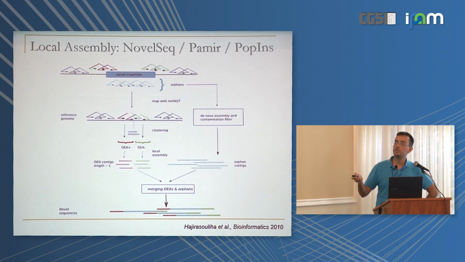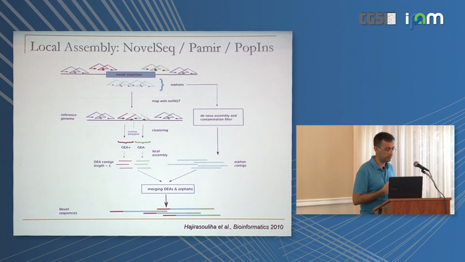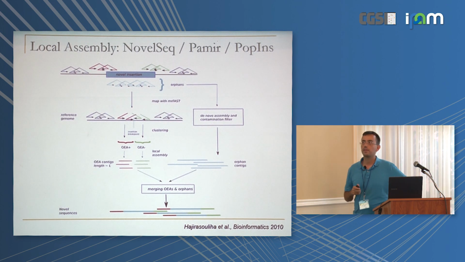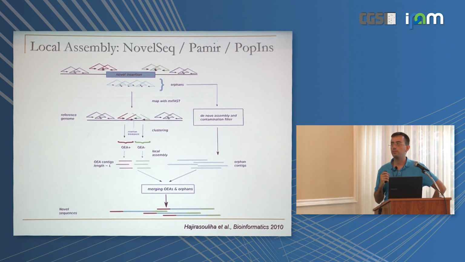And here, those reads that are coming from outside the insertion are going to map normally from the left and from the right, but the reads that are coming from inside the insertion are going to be unmapped. So that's why they are called one-end anchored reads. And there will also be the orphan read pairs, where both reads are coming from the insertion, and they are not going to map anywhere.